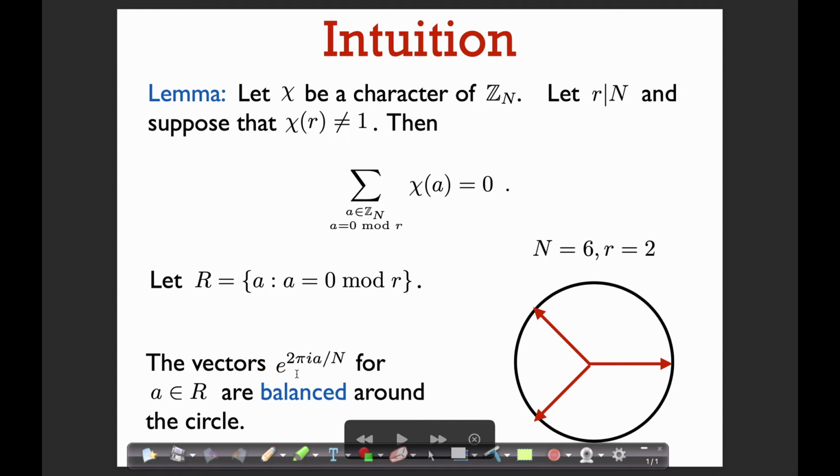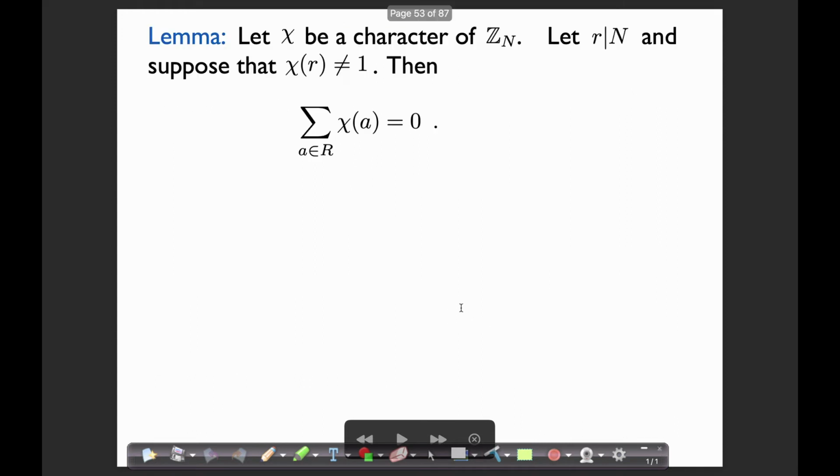So if we look at e to the 2 pi i a divided by n for a in R, these vectors are kind of equally spaced around the unit circle here. Okay, so they kind of balance each other out, and when you sum them up, you just get 0. Okay, so let's see why that's the case formally.